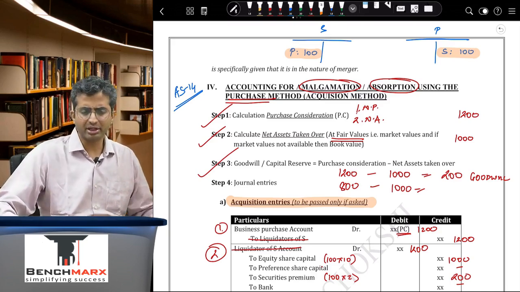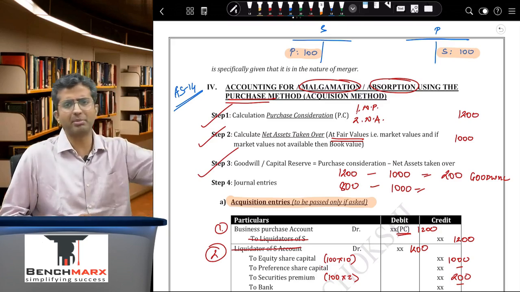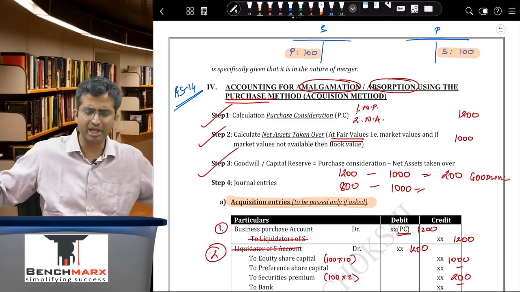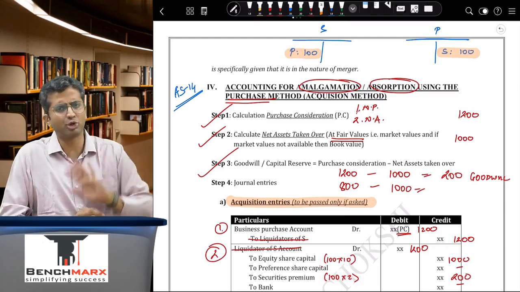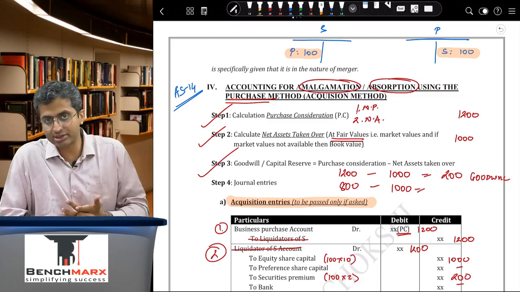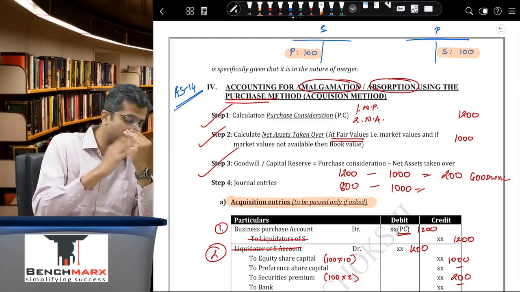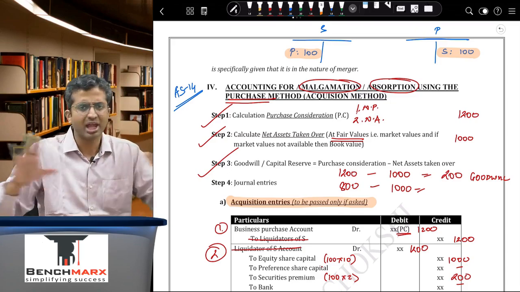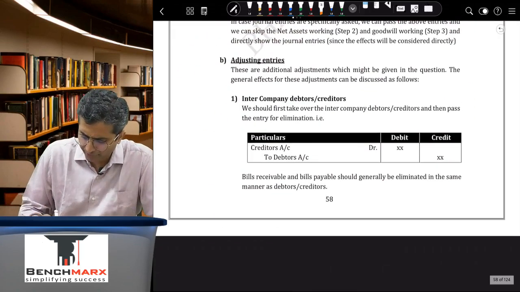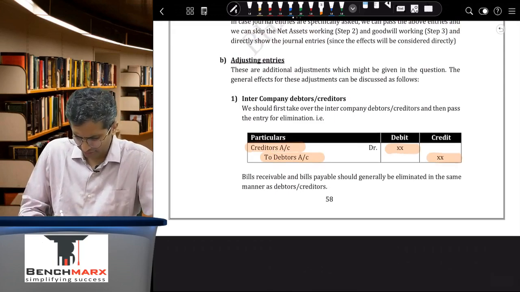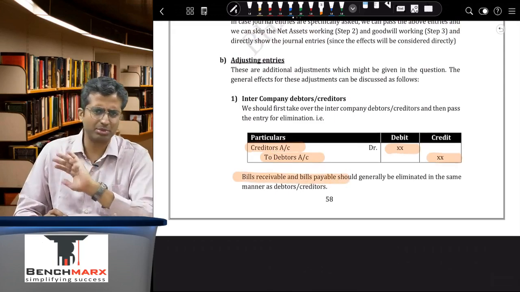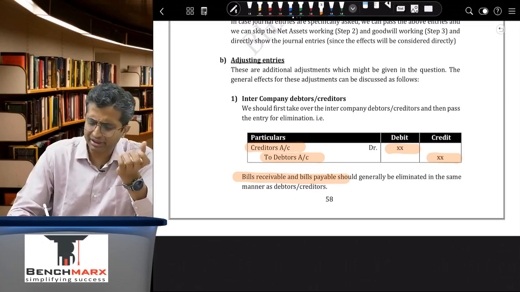So if it is a creditor and a debtor, the entry will be trade payables account debit to trade receivables, eliminated. Bills payable, bills receivable, the entry will be bills payable account debit to bills receivable. Loans given, loans taken, the entry will be loans taken account debit to loans given, and as such you will eliminate it. Okay, this same applies for bills receivable and bills payable as well. It's a very easy adjustment.